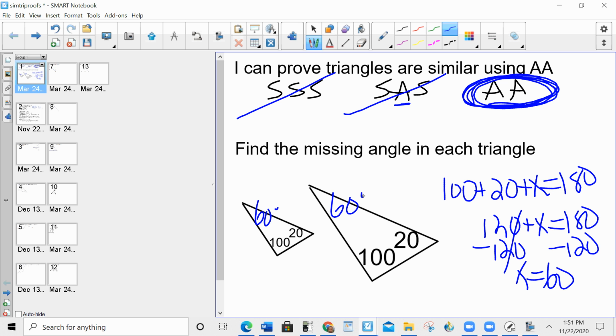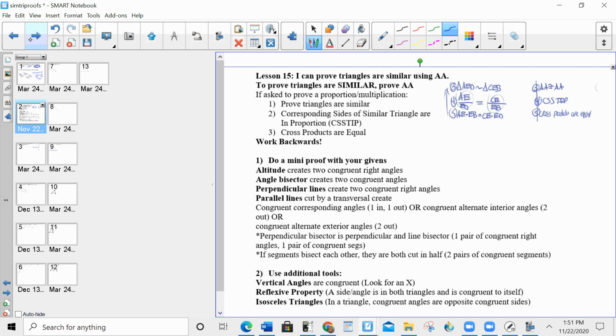And similar triangles are triangles that have the same angles. That's why I only have to prove two pairs of angles the same, because if two pairs of angles are the same, then the third one must be the same as well. So this brings us back to proofs.